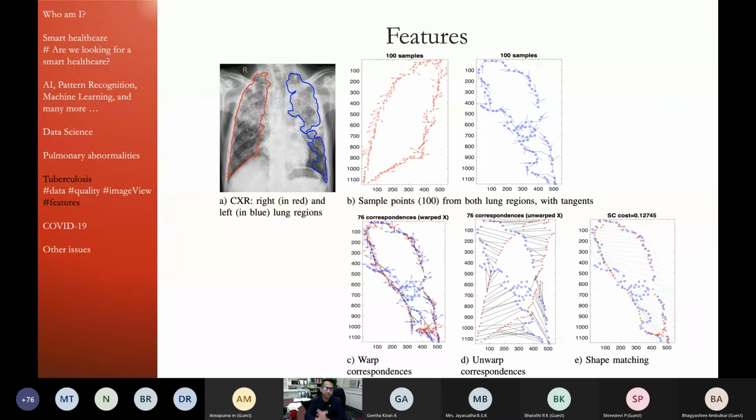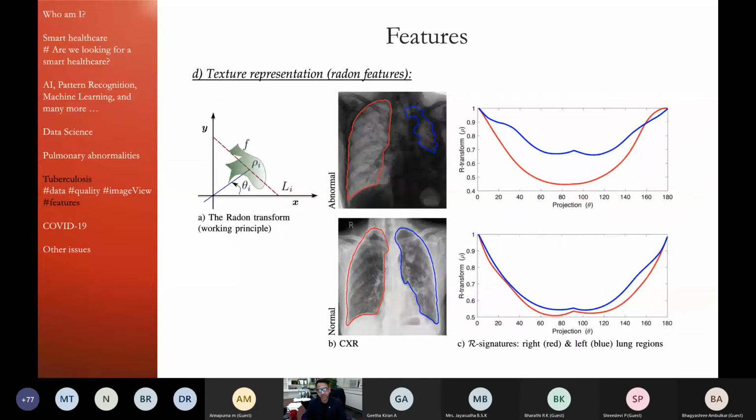And I happen to match both of them. Blue is blue and red is red. You follow blue and red. At the end, you get the shape context cost, which is 0.12, because they're not matches, so you need to pay a cost. Similarly, we do the other thing, which is texture representation, which we call the Radon feature. Everybody knows these.